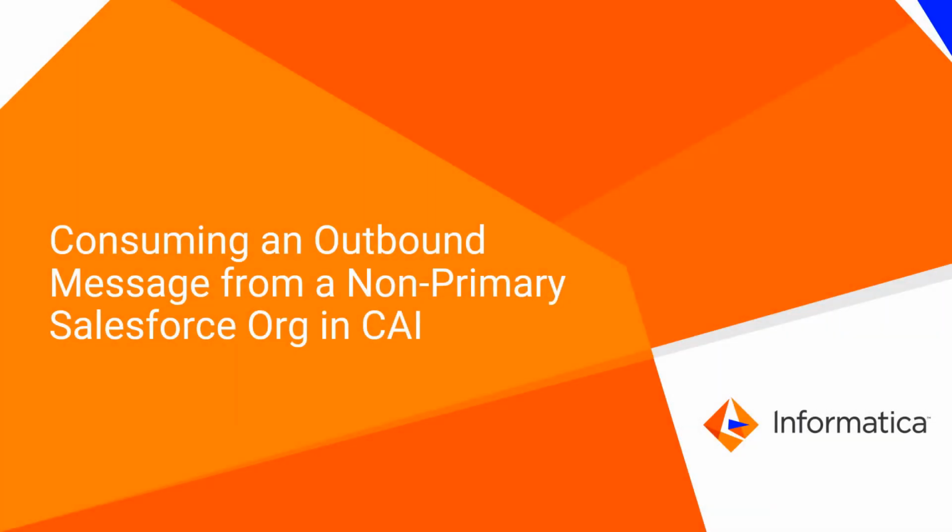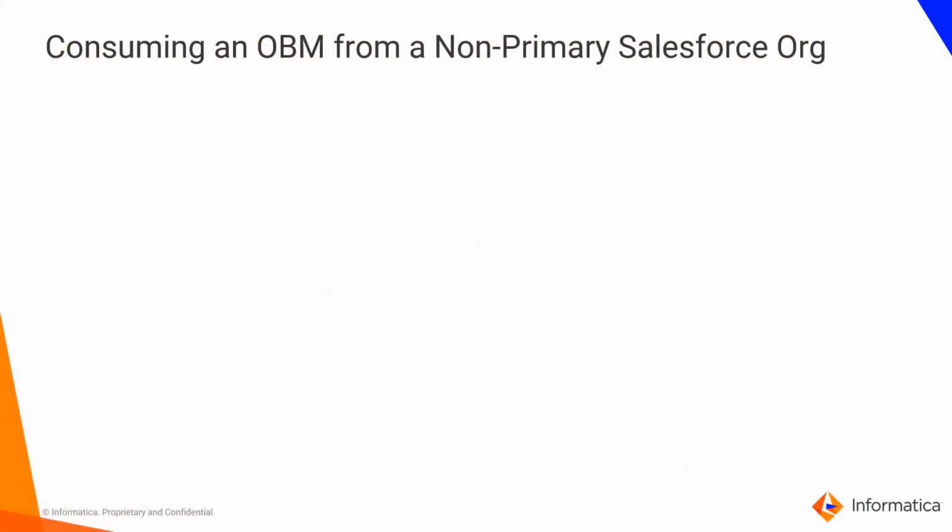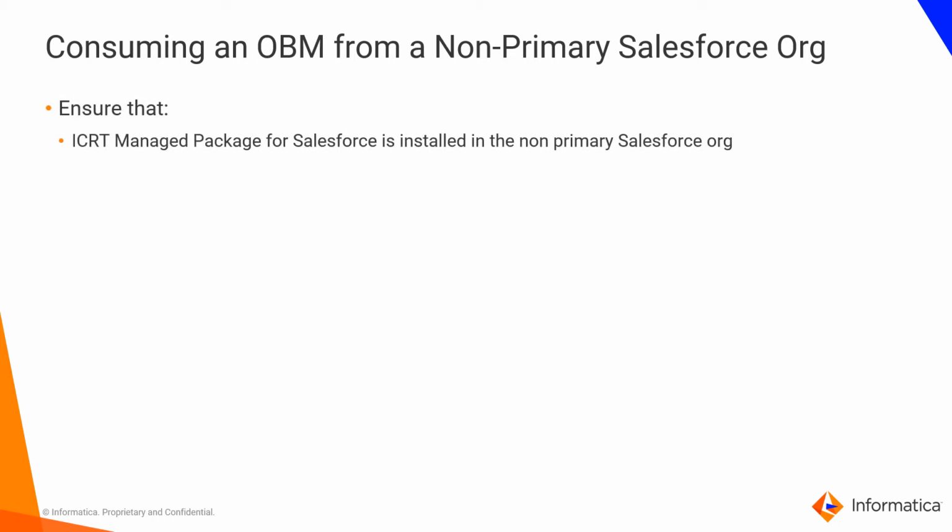Consuming an outbound message from a non-primary Salesforce org in CAI. Before creating an OBM, ensure that the ICRT managed package for Salesforce is installed in the non-primary Salesforce org. Note that you do not need to configure the non-primary Salesforce org with CAI.